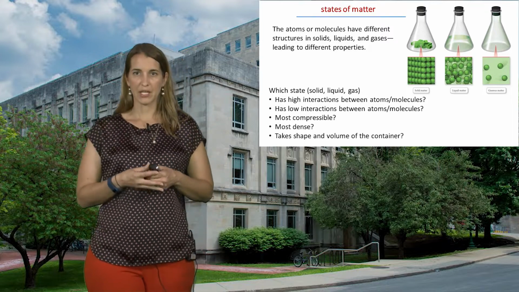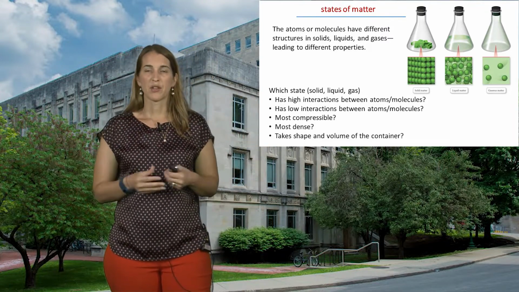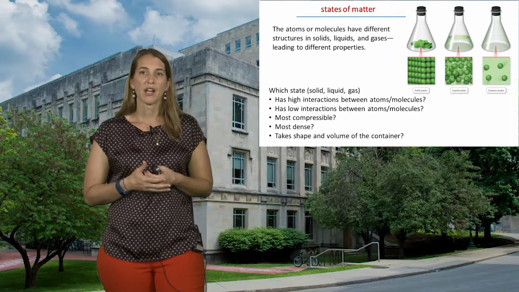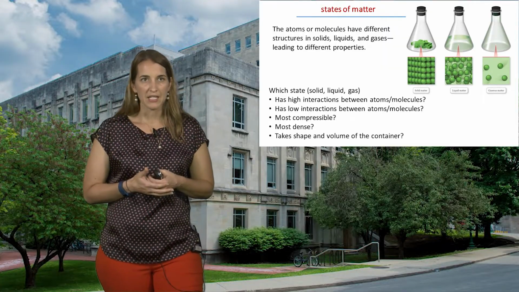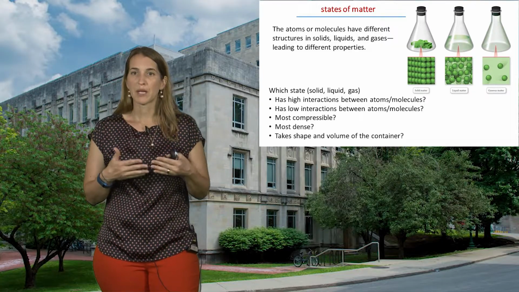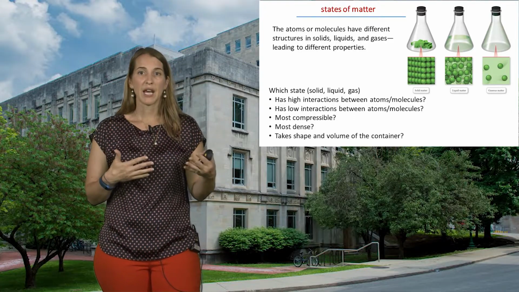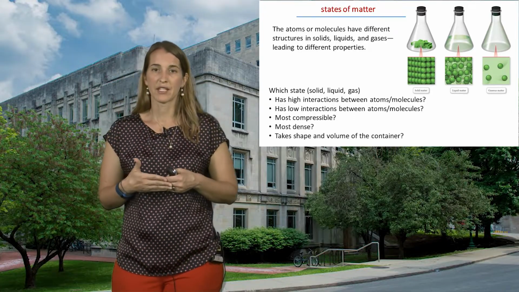Which one then has the lowest interactions? In the gas phase, molecules are moving very quickly and they're spread apart from each other. You can kind of see that depicted in the picture there on the far right in the gas phase. So low interactions between the molecules, and then the liquids would be in between. They're closer than the gas phase, but not as close and stacked as the solid phase.